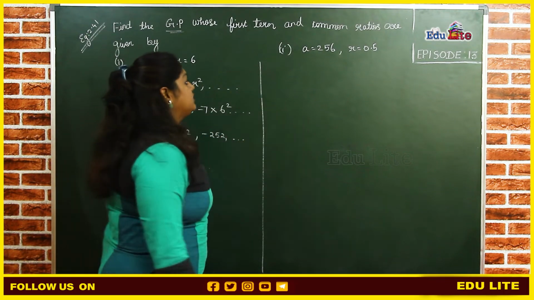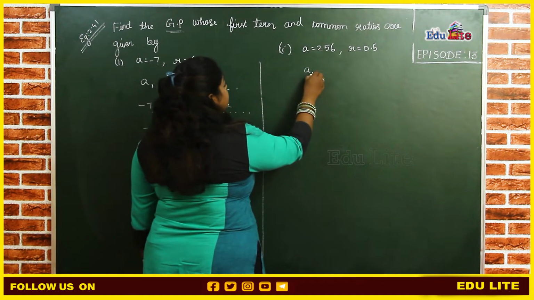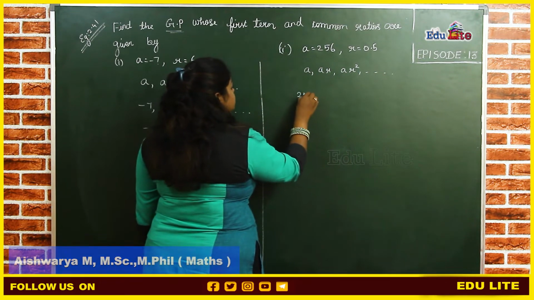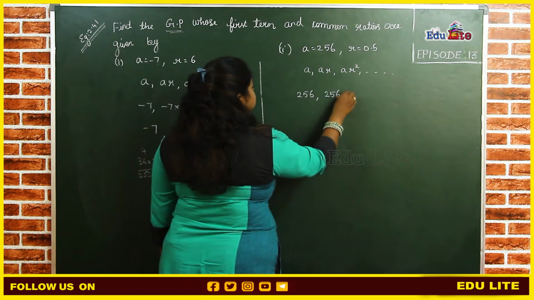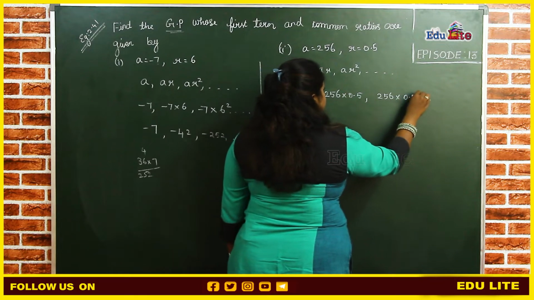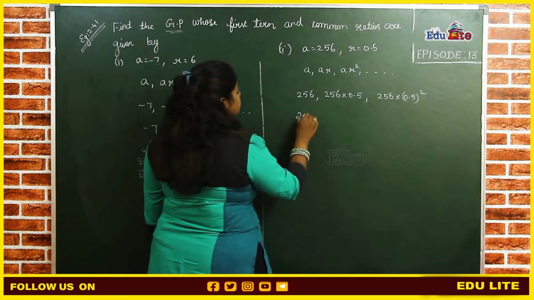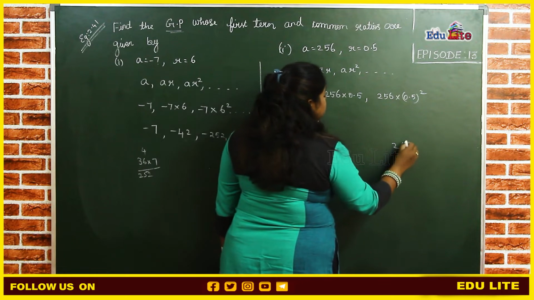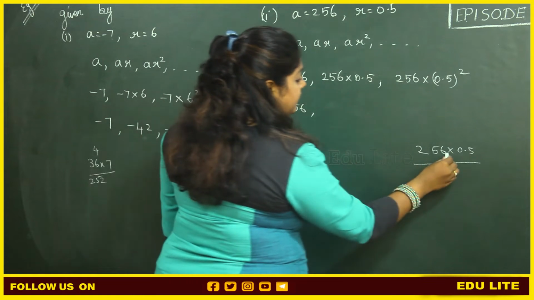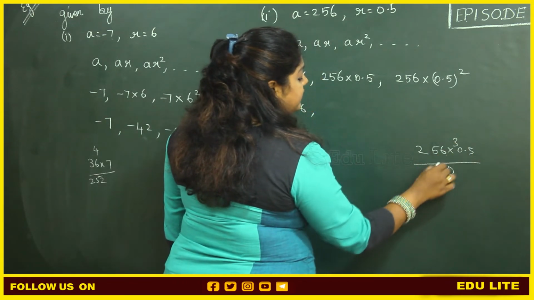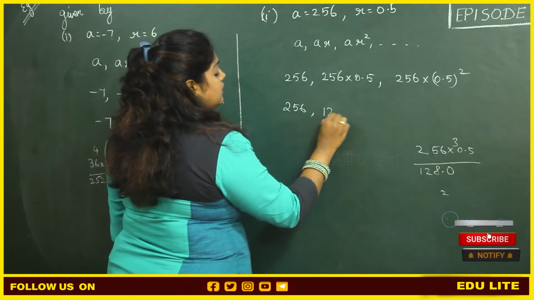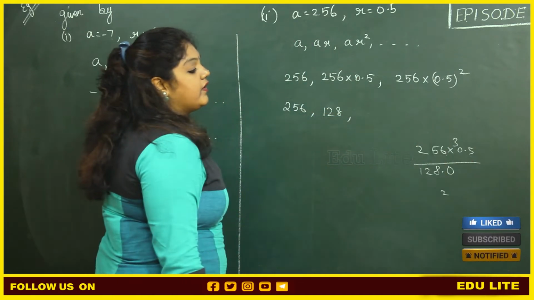Similarly, the same steps we will follow for the second subdivision as well. We can consider the geometric progression A, AR, AR square, etc. Value of A is 256, then 256 into 0.5, then 256 into 0.5 square. So, the first term is 256 and the second is 256 into 0.5, which is 128.